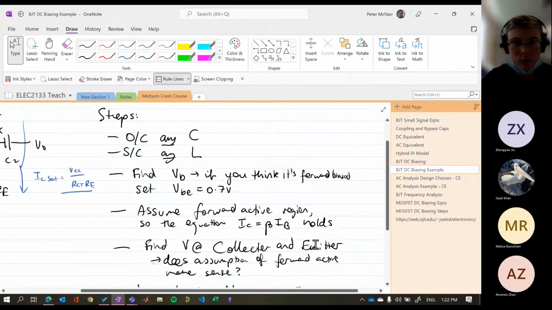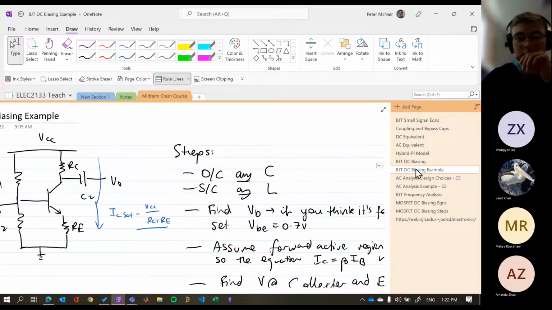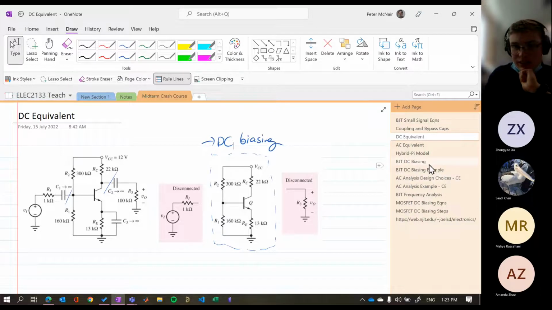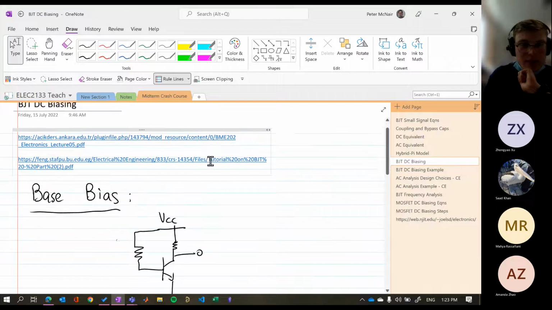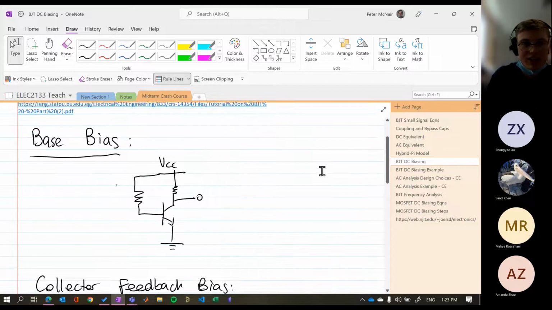Where was I? So this is the steps that we're going to take for DC biasing. DC biasing can be quite complicated because there are a few different ways that we can look at it. Once we've opened our caps and shorted our inductors, we get this circuit, and this is the circuit that we're going to use to calculate our DC biasing. There are 4 different ways that we can DC bias our BJTs.